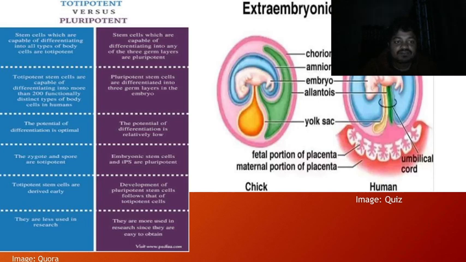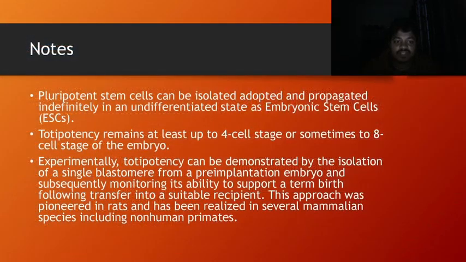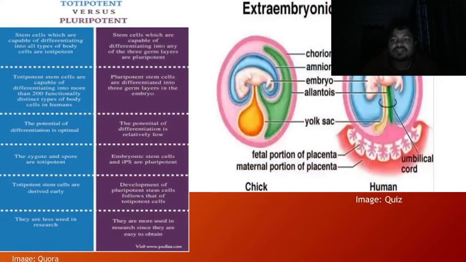Totipotent stem cells are less used in research. They are difficult to use in research, as you will know later when you have a fuller idea about this. And the pluripotent stem cells are the ones more used in research. Okay, so this was about the potency.